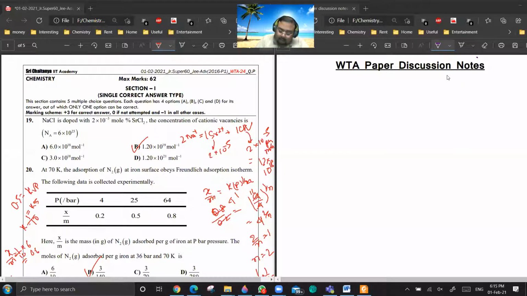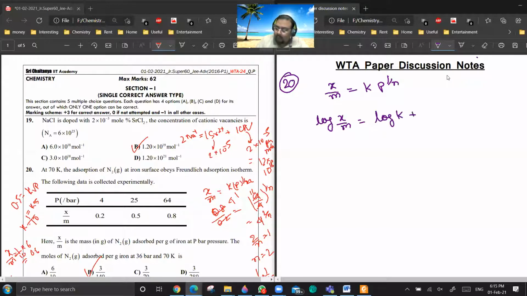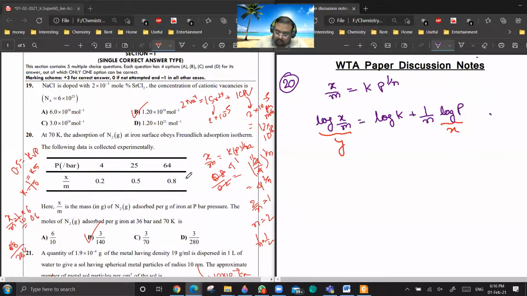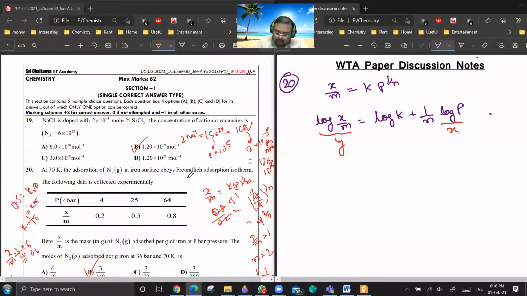See, in 20th, they are asking Freundlich isotherm. This means that x by m is equal to k p to the power 1 by n. Take log on both sides: log x by m equals log k plus 1 by n log p. Now this is a linear equation if you consider log x by m to be y and log p to be x. It's a linear relationship between y and x.